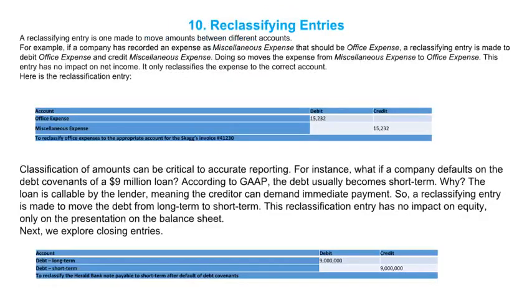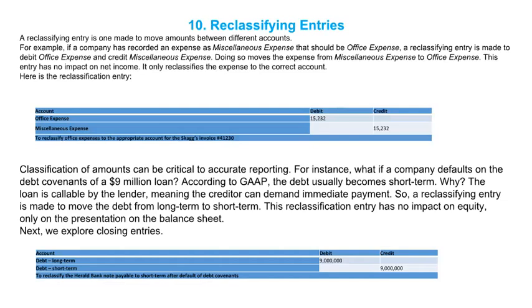Number 10 type of journal entry is the reclassifying entry. A reclassifying entry is one made to move amounts between different accounts. For example, if a company has recorded an expense as miscellaneous expense that should be office expense, a reclassifying entry is made to debit office expense and credit miscellaneous expense. Doing so moves the expense from miscellaneous expense to office expense.